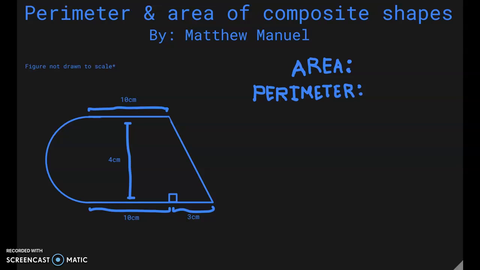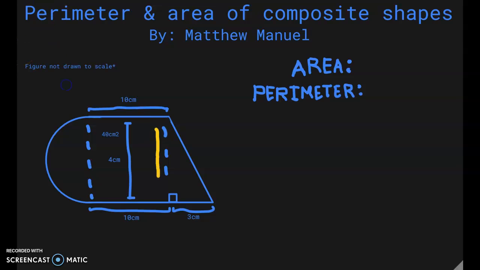Firstly, we can identify the semicircle right here, and we can see the right triangle on the right side. Now, we can start solving for the area. We start by finding the area of the square right here. We do this by multiplying the base by its height, and we get the total area for the square: 40 square centimeters.